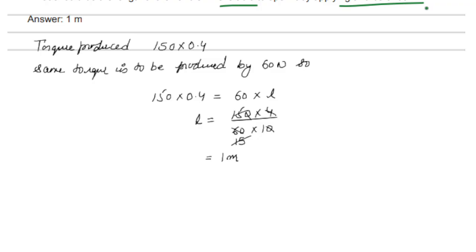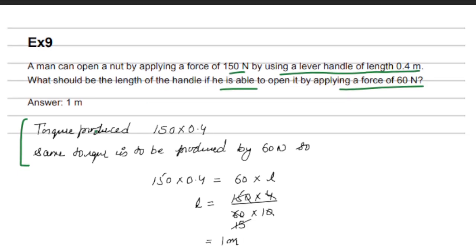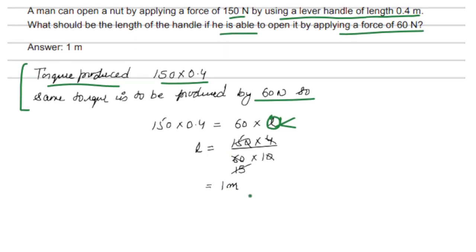Let's check mathematically. This question we can mostly solve better by moment of force. So what we can do, torque produced is 150 into 0.4. 150 was the applied force, and with this distance we can calculate the magnitude of moment of force or torque. Now we want the same torque to be produced, but with this force. So this much should be equal to 60 into this length, which is the length that we want to calculate. We solve for this L and we will get it as 1 meter.